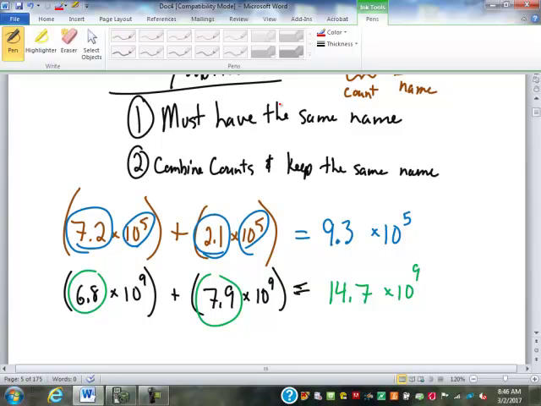It's not proper scientific notation. Why not? There's more than one digit in front of the decimal point. We're only supposed to have one digit in front of the decimal point. We got to move that decimal point over to make that 1.47.